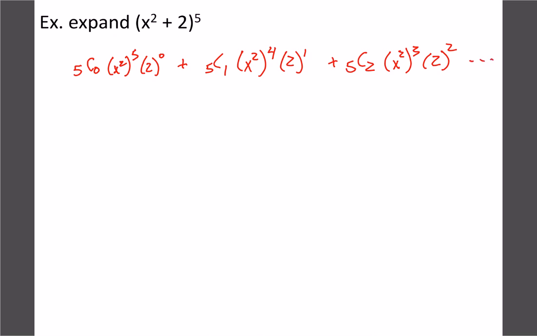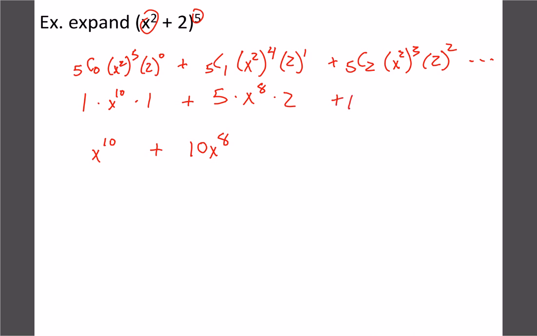So let's just simplify these a little bit. So 5c0 is 1, x squared to the 5 would be x to the 10, 2 to the 0 is also 1. So that first term will just be x to the 10, which we can see if we had x squared times itself 5 times, that would give you x to the 10. So that's correct. Let's do the next term. So we have 5c1, which is 5, x to the 8 times 2. So we'd have to go 5 times 2 would be 10, x to the 8.